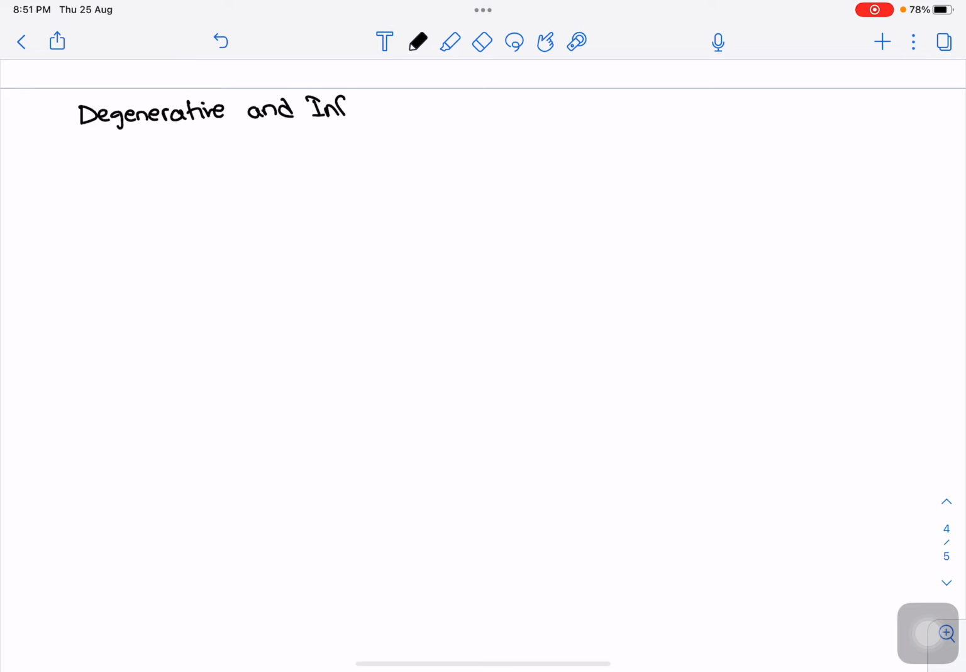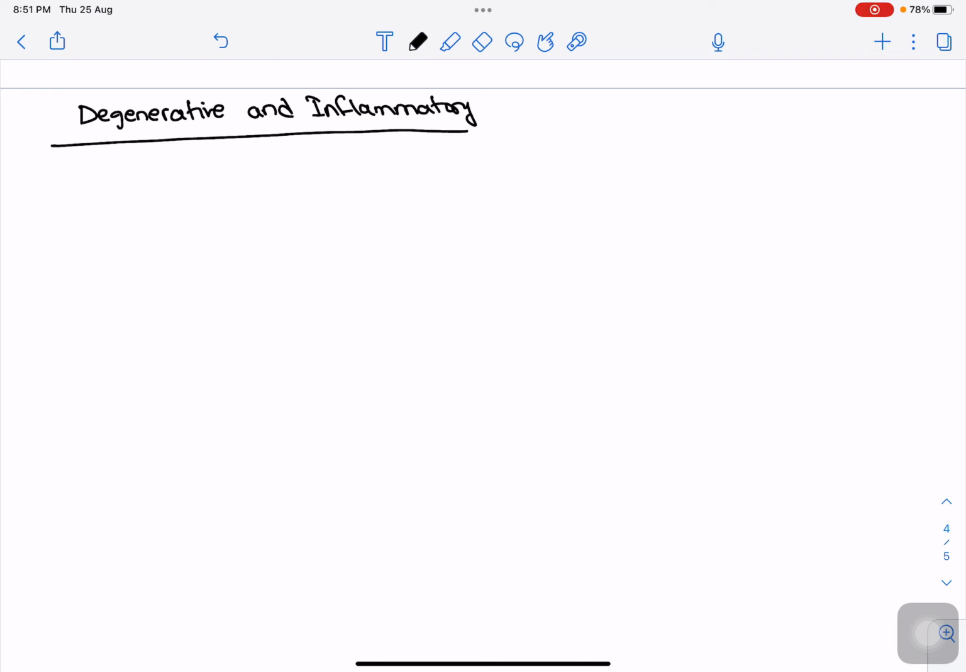So let me start with the basic knowledge that they are covering in the initial part of the chapter. In the first part, they want you to differentiate between degenerative and inflammatory joint. So, what do you understand by a degenerative and inflammatory joint?